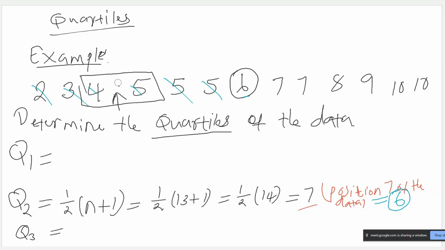So what will I do if I have 2 numbers in the center? I will have to add them and divide by 2. So for the first quartile I will have 4 plus 5 divided by 2, which will be 4.5. That is the first quartile.